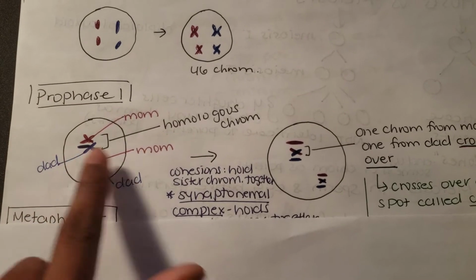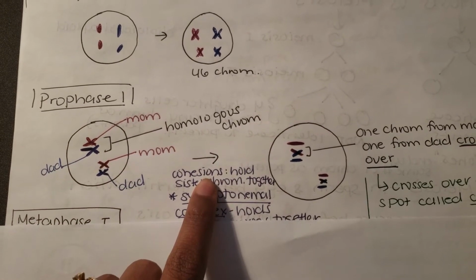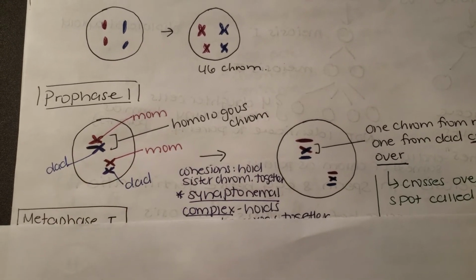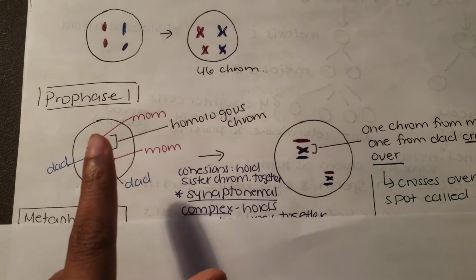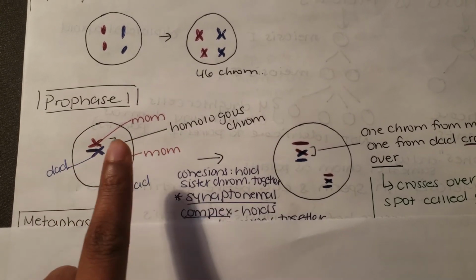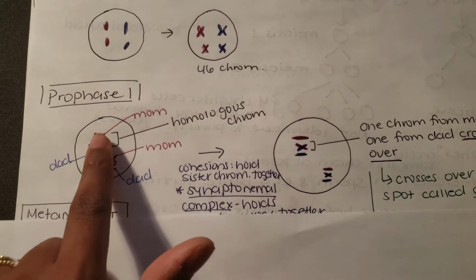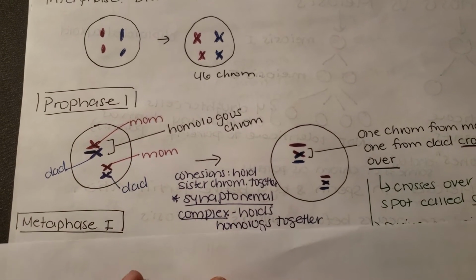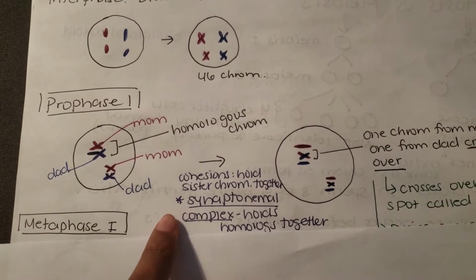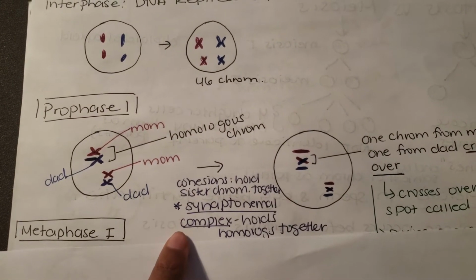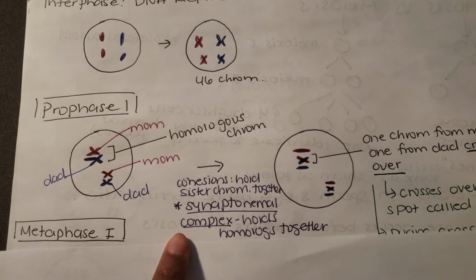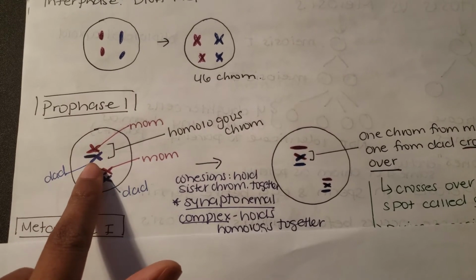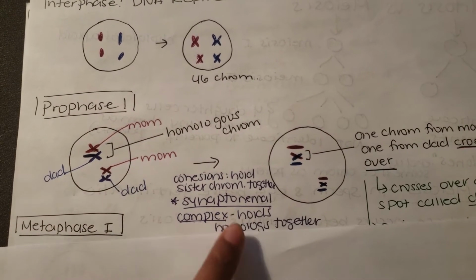Now, in the homologous chromosomes, you have something called cohesins. This is going to help hold the sister chromatids together. In mitosis, we also talked about cohesins, which are proteins that line up along the side of the chromosome, and they help hold these chromosomes together to make the pair, the sister chromatids. Also, you have something called the synaptonemal complex, which basically means that they're holding all 4 of these together. So it's like the mom and the dad are being held together by this complex.